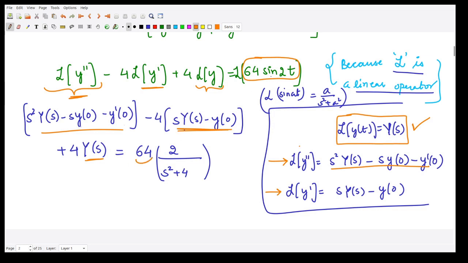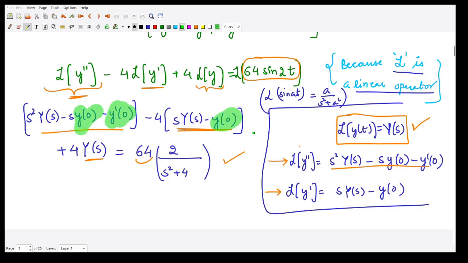So we are left with sine 2t, and you know the Laplace transform of sine at is nothing but a divided by s square plus a square. So we have this quantity. Now the thing that remains here is to substitute the values of y of 0 and y dash 0.